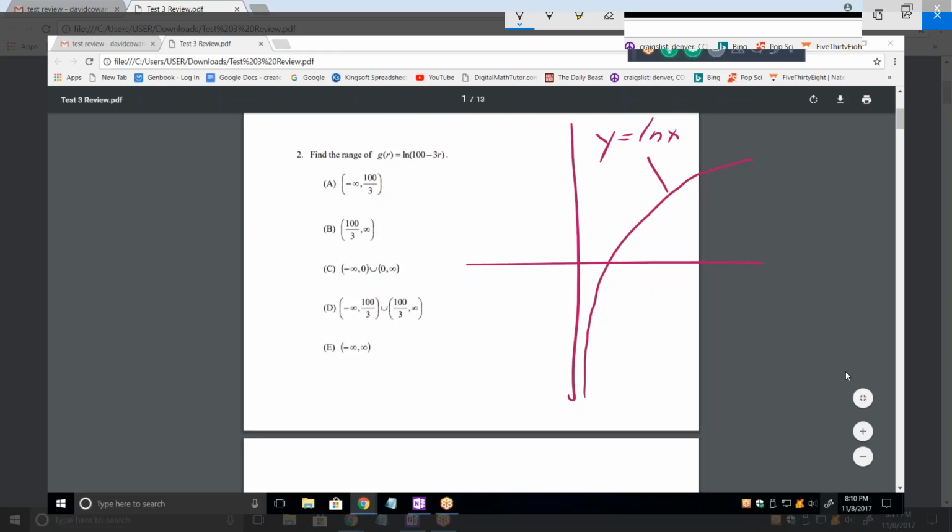In other words, if I'm looking horizontally, I can see that x has to be greater than 0. It does not touch the y-axis, so x never gets to 0. But y, on the other hand, goes all the way to negative infinity, and it goes all the way to positive infinity. So the range on log functions is generally negative infinity to positive infinity.